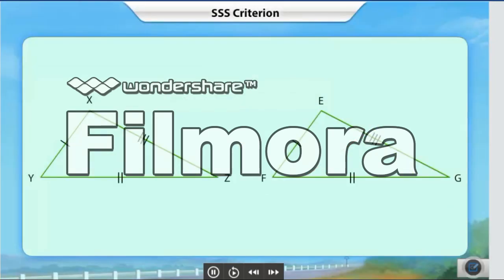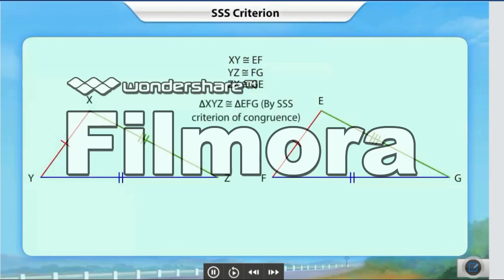If the sides of a triangle are congruent to the corresponding sides of another triangle, the triangles are congruent. This is known as the side-side-side criterion or the SSS criterion of congruence.